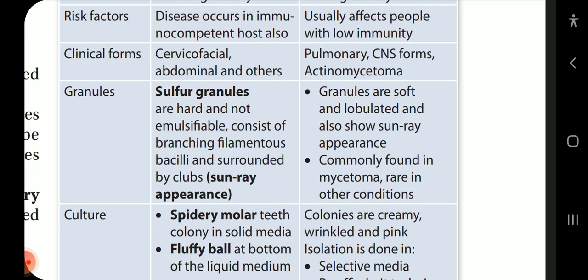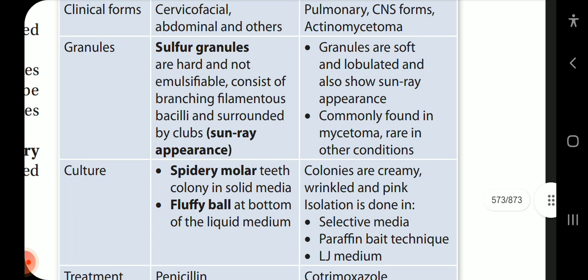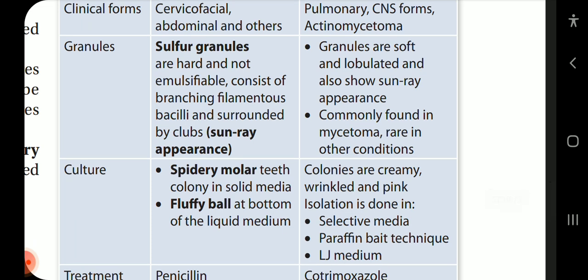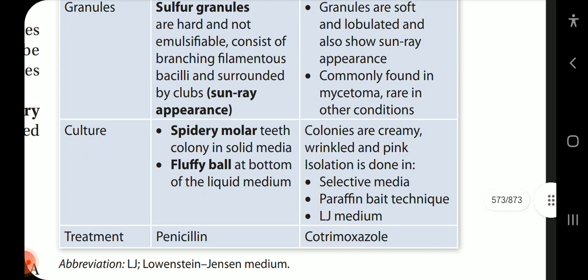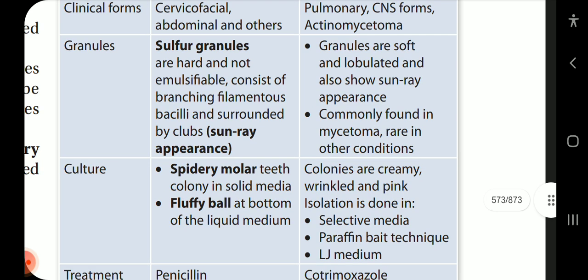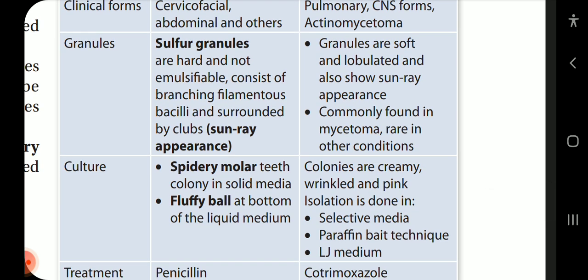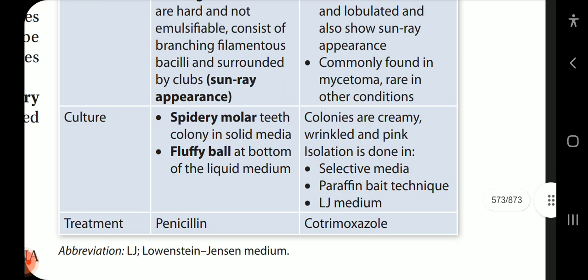About clinical forms, in actinomyces cervicofacial, abdominal and other forms are seen, while in nocardia pulmonary, CNS forms and actinomycetoma are seen. About granules: actinomyces sulfur granules are hard and non-emulsifiable, consist of branching filamentous bacilli and are surrounded by clubs with a sun ray appearance. While for nocardia, granules are soft and lobulated and also show a sun ray appearance, commonly found in mycetoma, rare in other conditions.